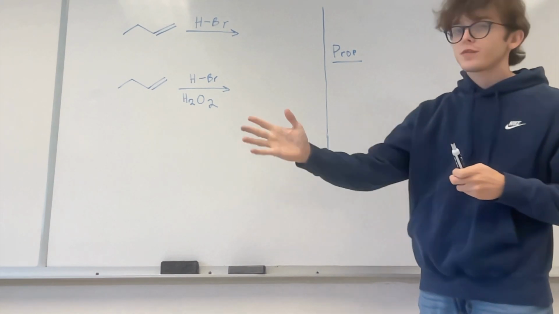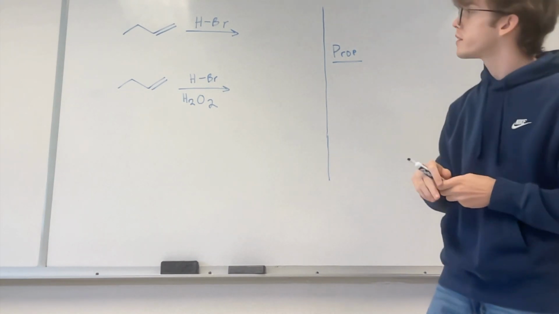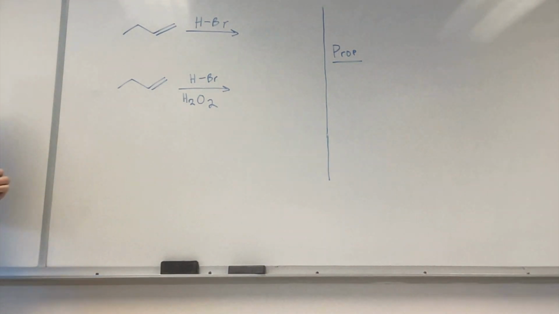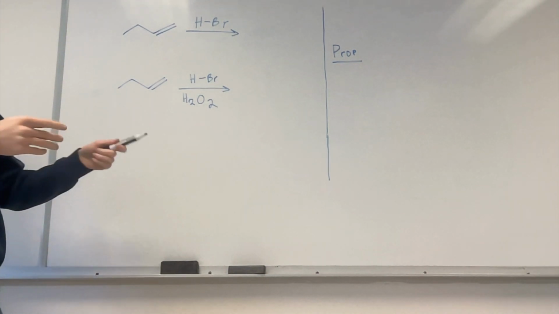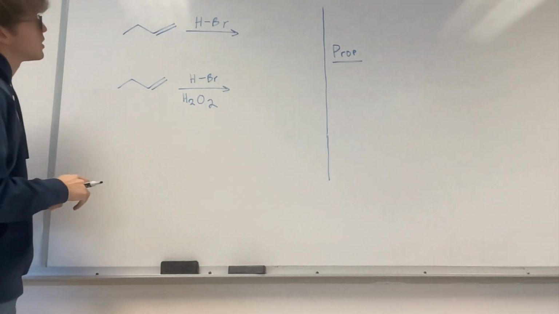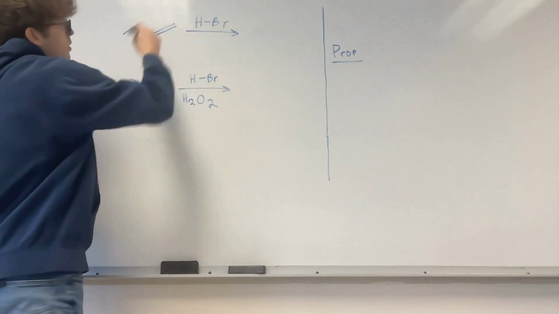So, just for a refresher, let's go back. We have an alkene here, and it's reacting with hydrobromic acid. What do we expect the product to be? Well, remember, Markovnikov's rule states this bromine here is going to go on the more substituted side.